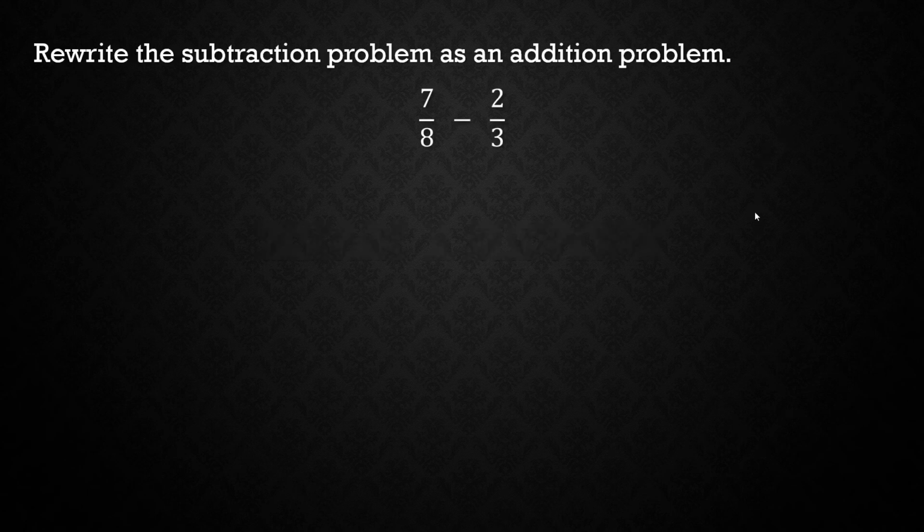Alright, first question. We're asked to rewrite this subtraction problem as an addition problem. Remember that all you're doing is adding a plus sign directly after your first number. So to rewrite this as an addition sentence, I would have 7 over 8 plus minus 2 over 3. Notice that the only difference between those two is I added my plus sign right here. Plus sign again goes right after the end of your first number.